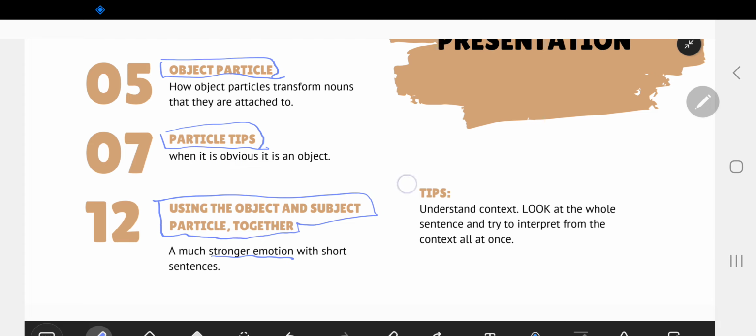Now, the tip that I can tell you is to always try to look into the context of the sentence. Look at the whole picture and look at the whole sentence as a single entity, instead of trying to interpret from looking at one single thing and then trying to see what that means. You have to really look at the whole picture to understand the object particle.